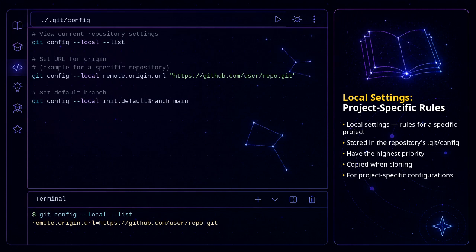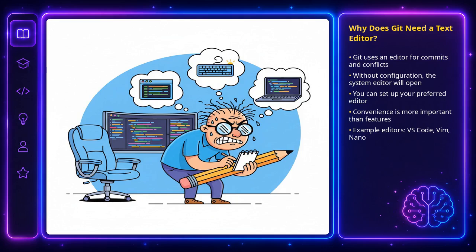Now that we've covered the configuration levels, let's move on to setting up your editor. You'll need it to write commit messages comfortably. Git uses a text editor in 2 scenarios: when you write a commit message without the -m flag, and when resolving merge conflicts. Without a configured editor, Git will open your system's default application, which might not be very user-friendly. Imagine trying to write a detailed description of your changes in a basic text editor like Notepad. It's possible, but much more comfortable to use your familiar editor with syntax highlighting.